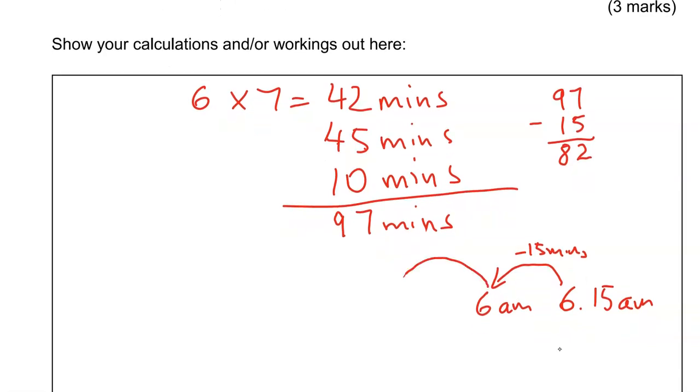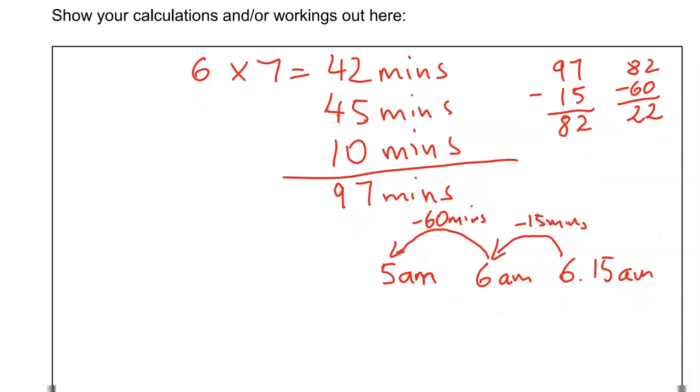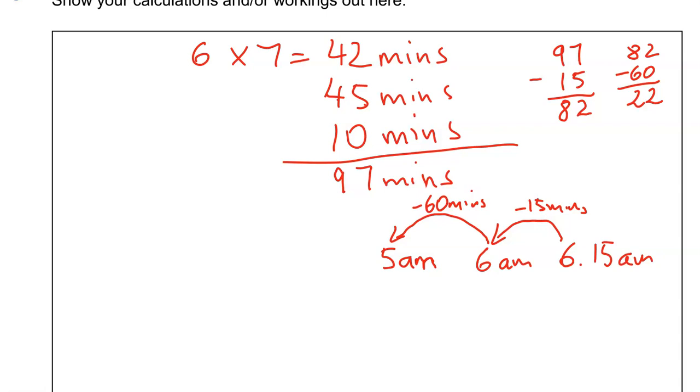If I take away 60 minutes, which is 1 hour, I'll go to 5 AM. So 82 now, take away 60, leaves me with 22 minutes. So 22 minutes. Knowing that in 1 hour there are 60 minutes, so 60 take away 22, because I can't take away 1 hour now, I need to take away less.